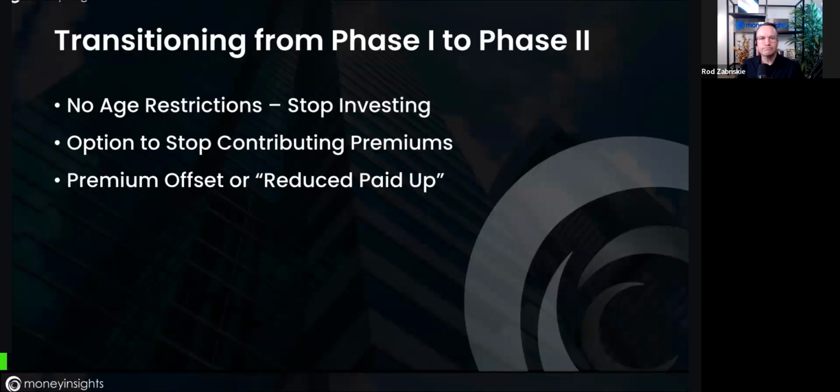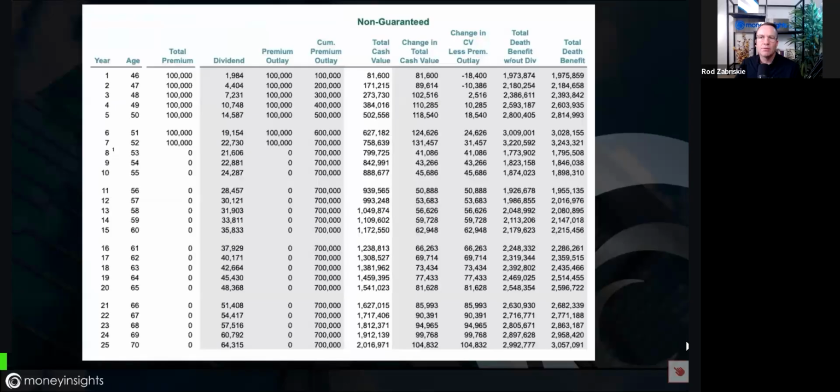Okay, so let's actually look at some illustrations. And the first one we're going to look at is probably going to be very familiar to a lot of you who, if you've met with us, have a policy or we've shown you illustrations. This is going to look familiar because we typically build it where, if you look at this premium outlay column, we fund for 7 years and then we show no more funding going in.